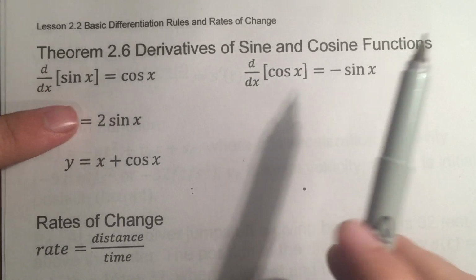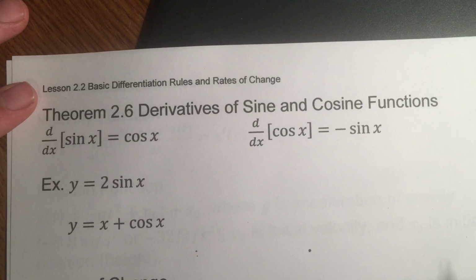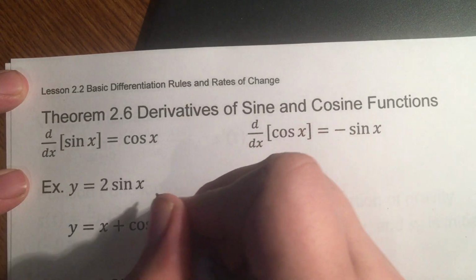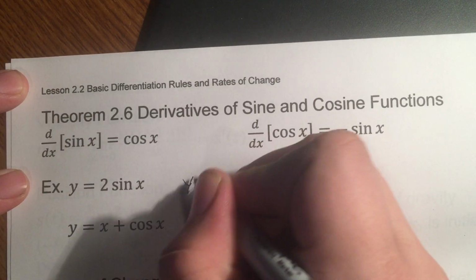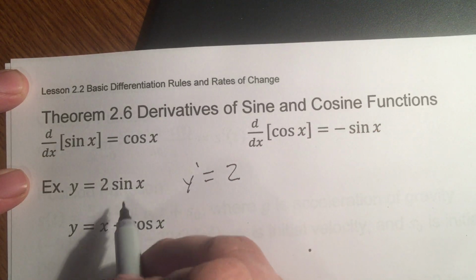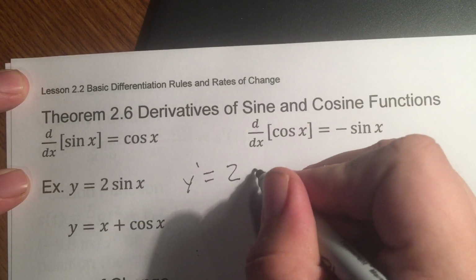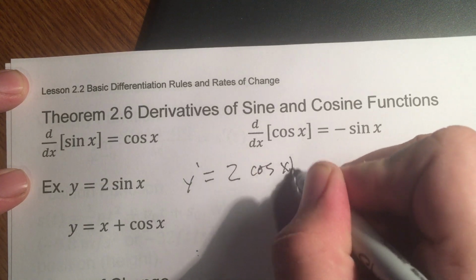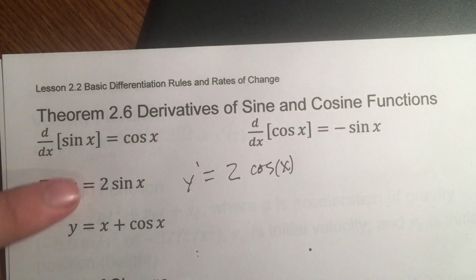So y equals 2 sine of x. Well, the 2 is a multiple, so it's going to stay the same. So y prime would equal 2 sine, then, would go to cosine, so 2 cosine x is its derivative.